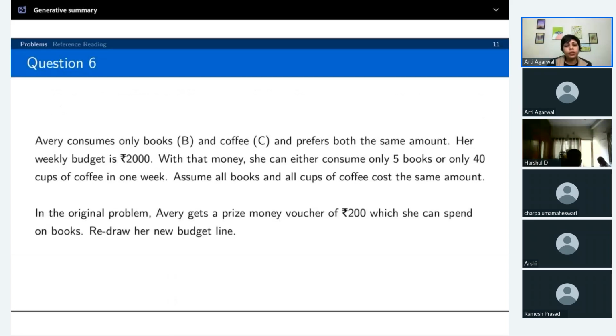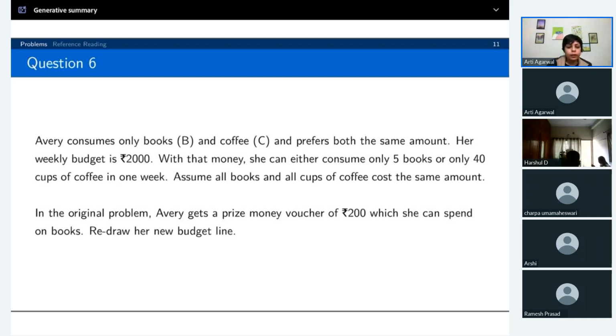So now the question is, there is an extra 200 rupee voucher. So apparently her income has increased, right? She had a 2000 rupees budget initially, but now she also has a 200 rupee voucher. So now her income is a little bit more, right? Or is it not more?